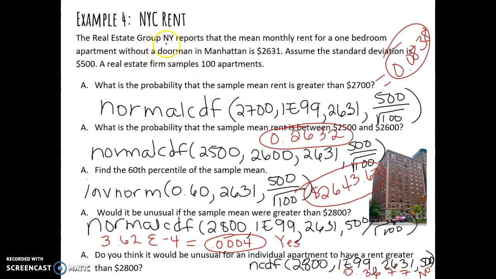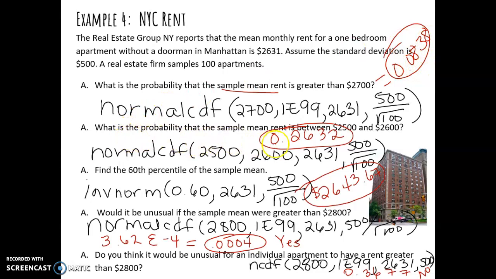Okay, so for the real estate group, NY reports that the mean monthly rent for a 1-bedroom apartment without a doorman in Manhattan is $2631. Assume the standard deviation is 500. A real estate firm samples 100 apartments. What's the probability that the sample mean is greater than 2,700? So that is 2,700 to infinity, 2631. Use the standard error, 500 over square root of 100, because we're doing this for a sample of 100 apartments, and that would be 0.0838.